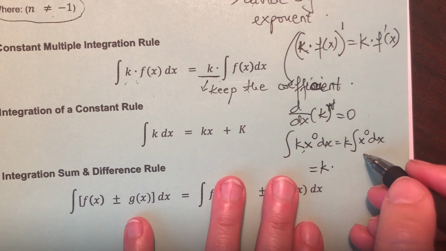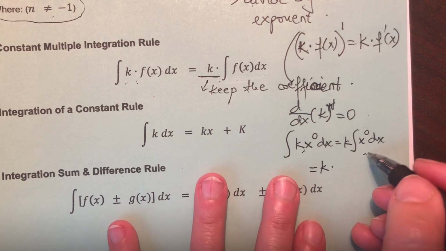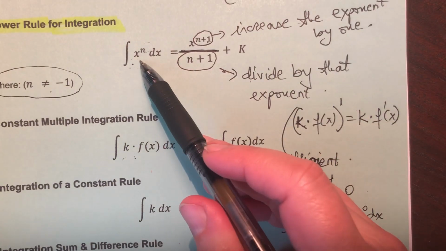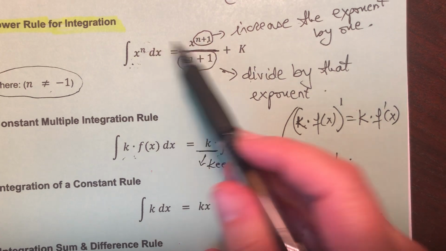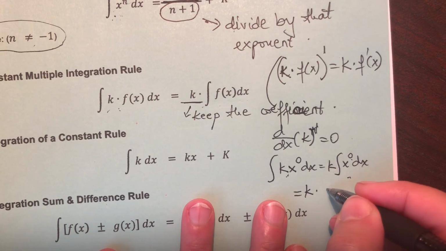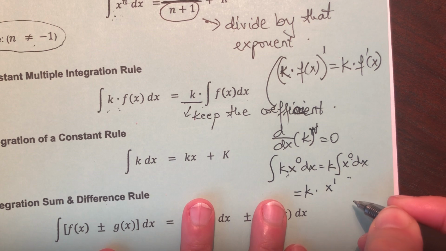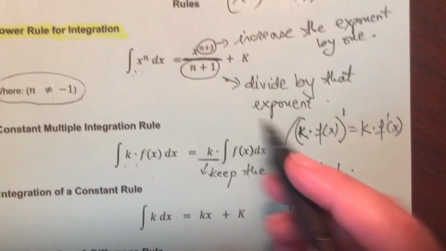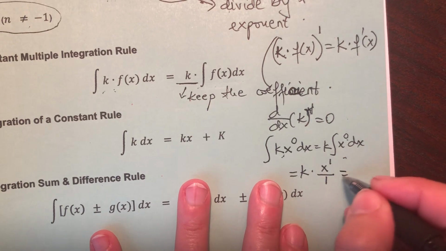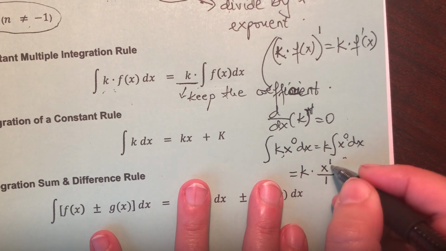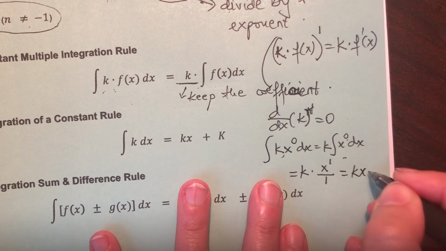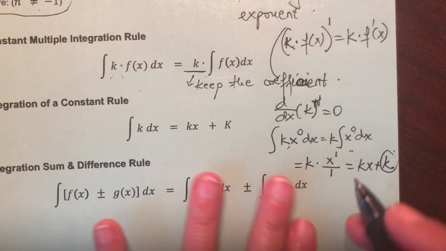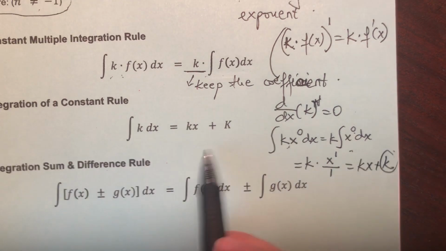Great. How do I take the antiderivative of an x to the 0? Well, the power rule says that what you have to do is increase that exponent by 1. So increasing this exponent by 1 makes it an x to the power of 1. And then divide by that same power, so by this 1. So that's going to be k, x to the 1 divided by 1 is an x times k, that's a kx. And as always, don't forget you need to add another constant, which doesn't have to be this one.